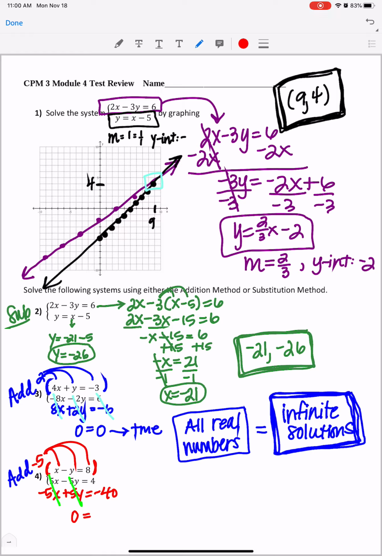4 minus 40 is a negative 36, and because those do not equal each other, this statement here is false. This one has no solution. These are your parallel lines that will never ever cross.